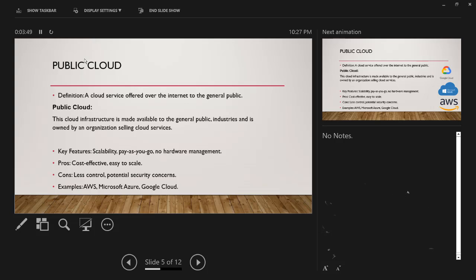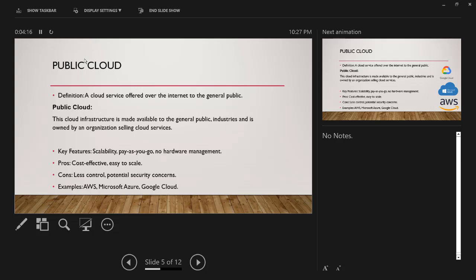All right, so let's go into the public cloud models. The cloud infrastructure for public cloud is made available to the general public and industries, and it's owned by the organization selling cloud services. For example, we have AWS, which is Amazon Web Services, we have Microsoft Azure, and then we also have Google Cloud.